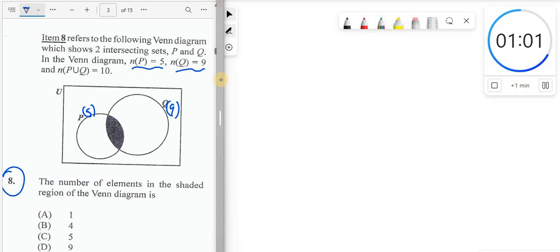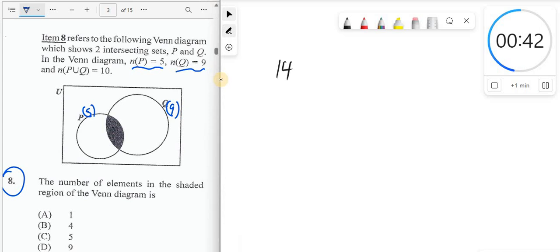So altogether we have 5 in set P. In set Q we have 9. Alright, but when you add up the number of elements in both sets, you're going to get 10. But that's crazy because 5 plus 9 is 14. So what's happening here? We have 14 when we add 5 and 9. But we're told we're supposed to really have 10 in both sets. So what do you think happened?